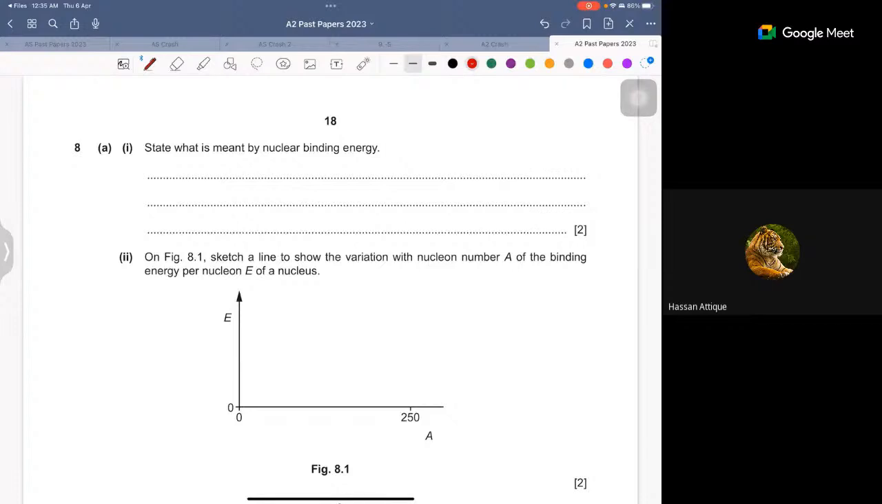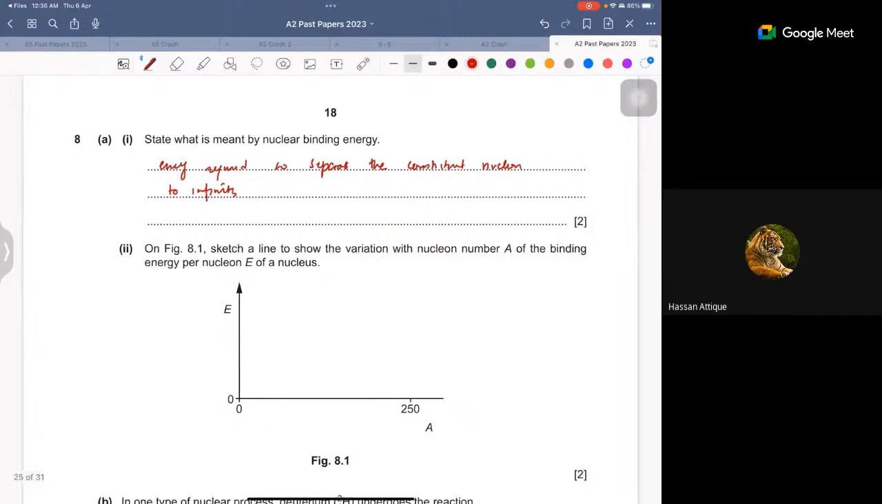Anyway, going to question 8, what is meant by nuclear binding energy? This is pretty easy. So nuclear binding energy, there are two definitions, right? First of all, you can write energy required to separate the constituent nucleons to infinity, and also you can say energy required to form or gather all of them in a nucleus from infinity. So you try that and you get the marks.